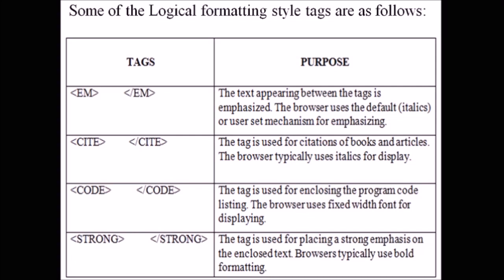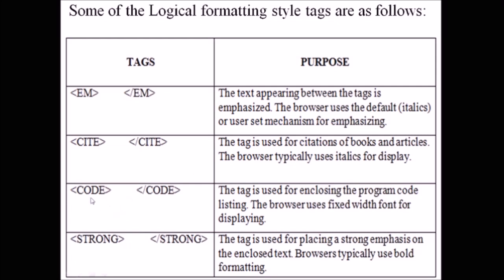And the next tag is CITE. This tag is used for citations of books and articles. Citations are nothing but a reference to a book, paper or author and so on. The browser generally uses italics for display.